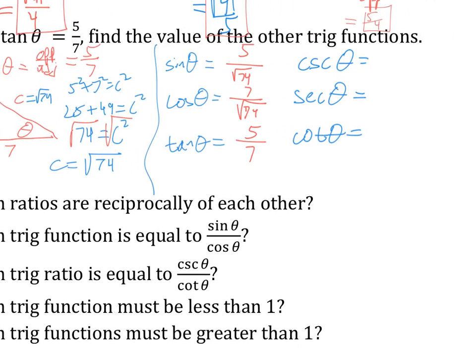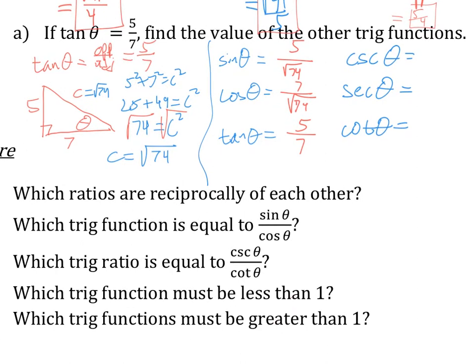The cosecant here, that's going to be the reciprocal. We're just going to flip these around. So we've got the square root of 74 over 5, square root of 74 over 7, and 7 over 5. Because if we look up above, these are called the reciprocal functions. Okay, cotangent is adjacent over opposite. Secant is adjacent over hypotenuse, so on and so forth.